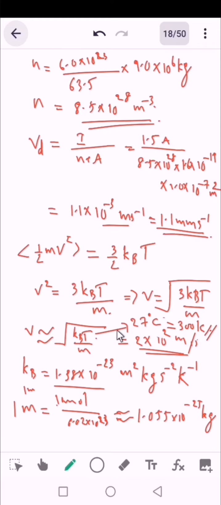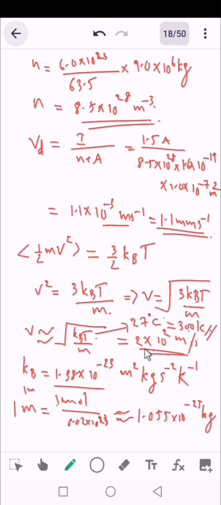So when you substitute this T as 300, m the mass of copper, then kb, as we know the value of kb, all these values, when you substitute in this equation, you will get the value of v, that is thermal speed of electrons, as 2 into 10 raised to 2 meter per second.